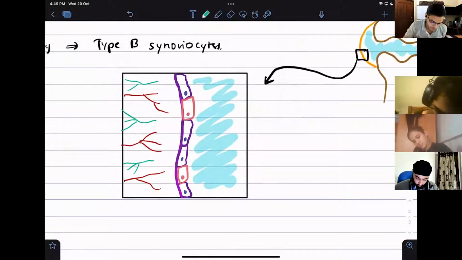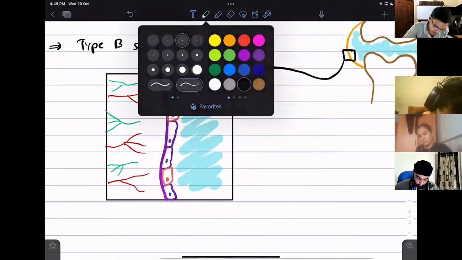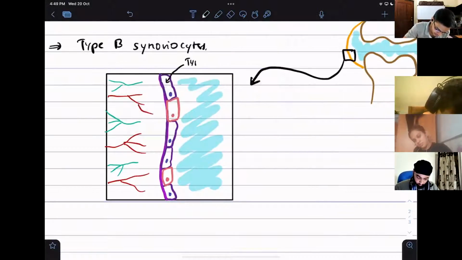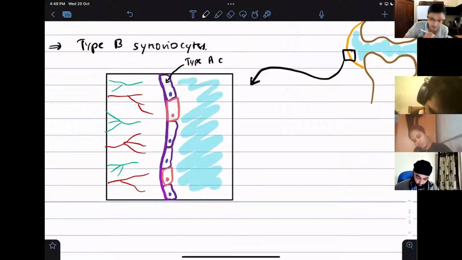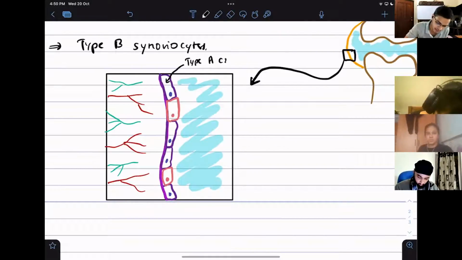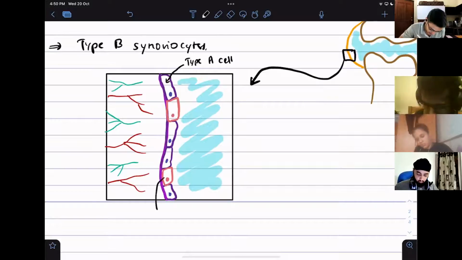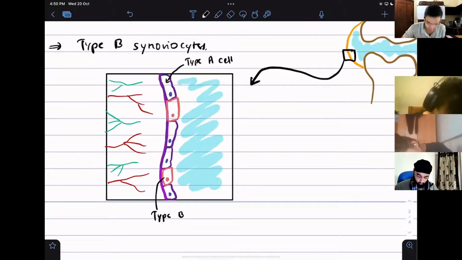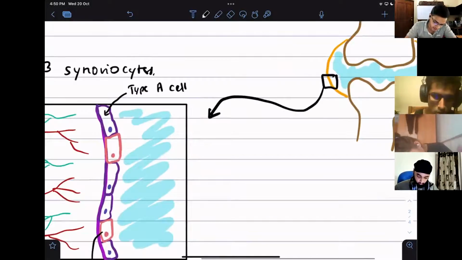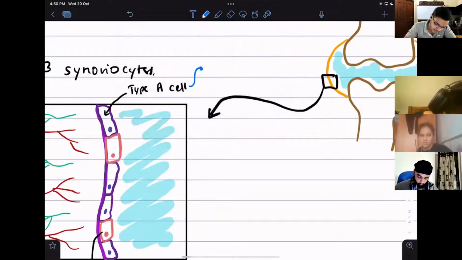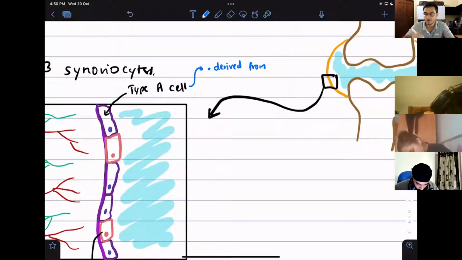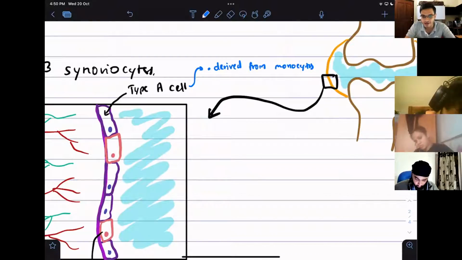Now look at this, guys. We'll look at these two different types of cells. This dark one, we'll call it the type A cell, type A synoviocytes. And this red one is the type B. Type A synoviocytes, guys. These are derived from some WBC, especially from monocytes, guys. So they have a WBC-like function. What do they do?